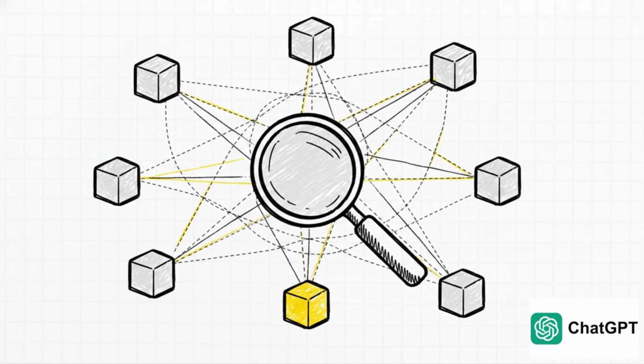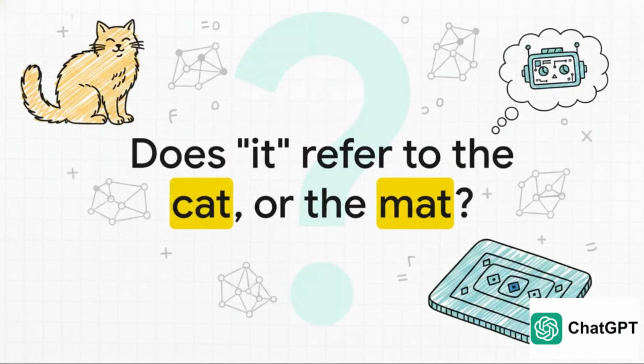You have to mentally track back through the conversation to figure out who he or she actually is, right? Well, the AI has to do the exact same thing, but mathematically. Which brings up a classic problem. When the AI reads the word "it" in that sentence, does it refer to the cat or does it refer to the mat? Grammar alone doesn't actually make this obvious to a machine. An older, less sophisticated AI might genuinely get confused and calculate that the mat is a thing that's tired.